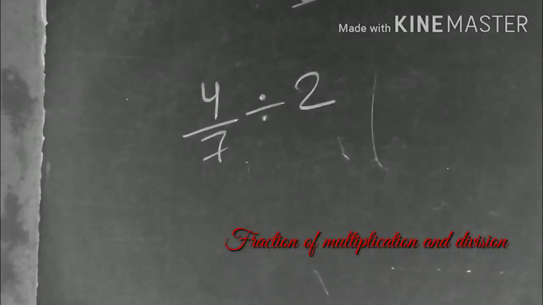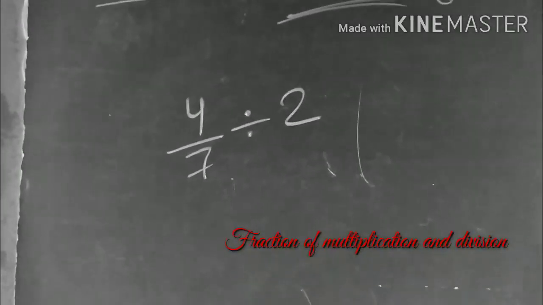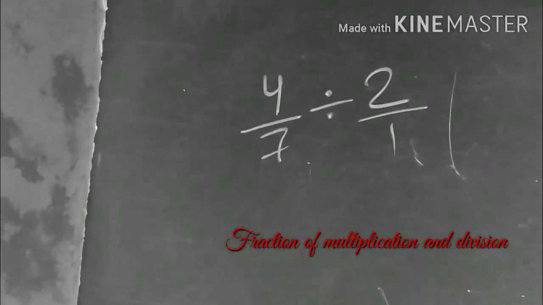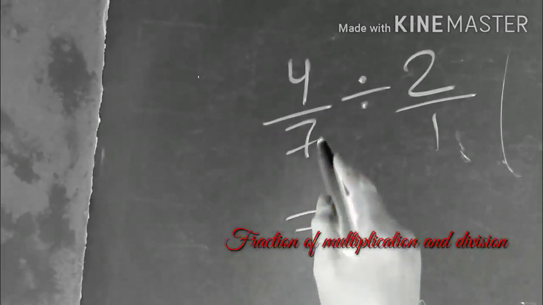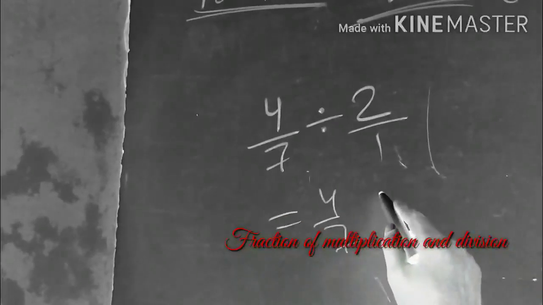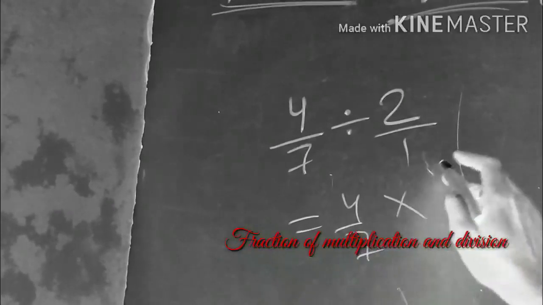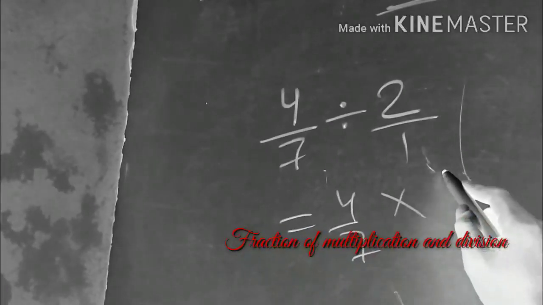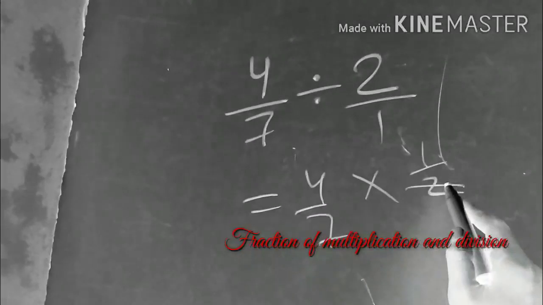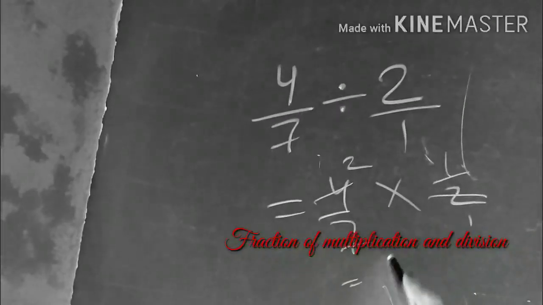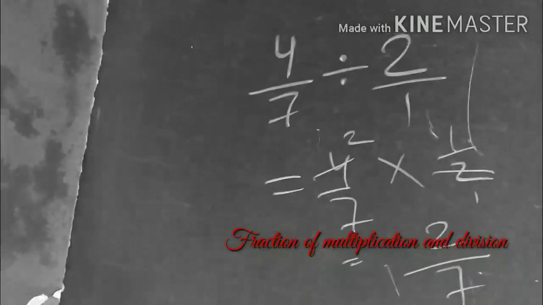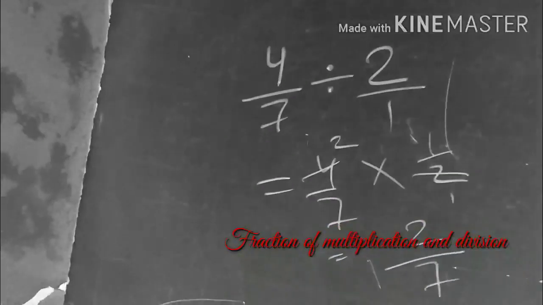Look at this type of question. If a denominator is not given, we will consider 1 as the denominator. Now the procedure: 4 by 7, division changes into multiplication, and numerator goes into denominator, denominator goes into numerator. So 4 by 7 multiplied by 1 by 2. 2 is common: 2 times 1 is 2, 2 times 2 is 4. So 1 times 2 is 2 and 7 times 2... so 2 by 7 is the required answer.